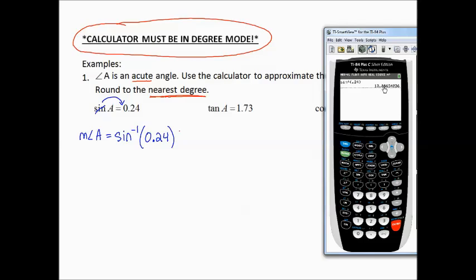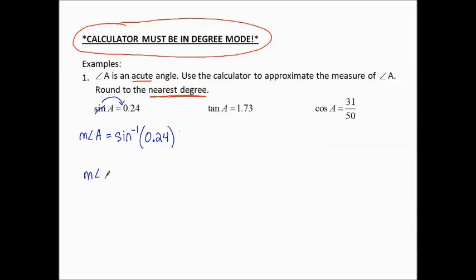It is 5 or bigger because it's 8. That makes it 14. So the measure of angle A is approximately 14 degrees. Always put degrees in your units. Always put squiggly if you round. Make sure you do those so you don't get any points taken off.